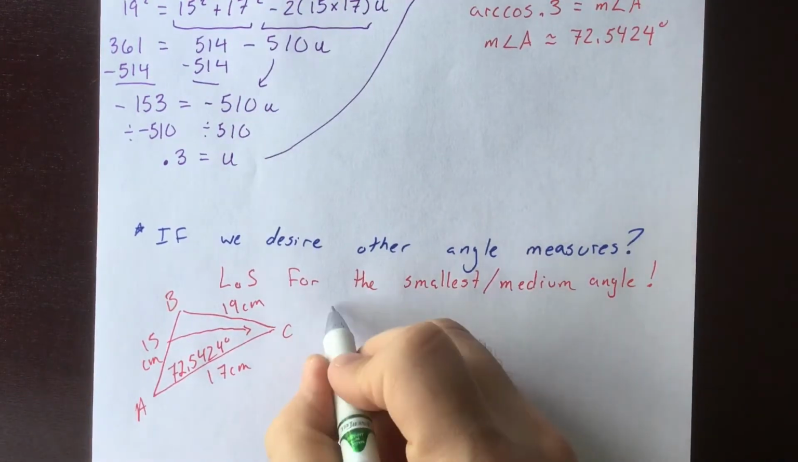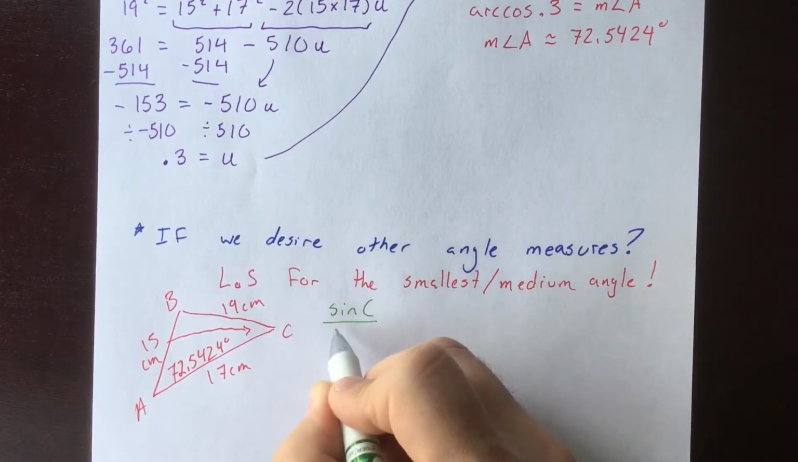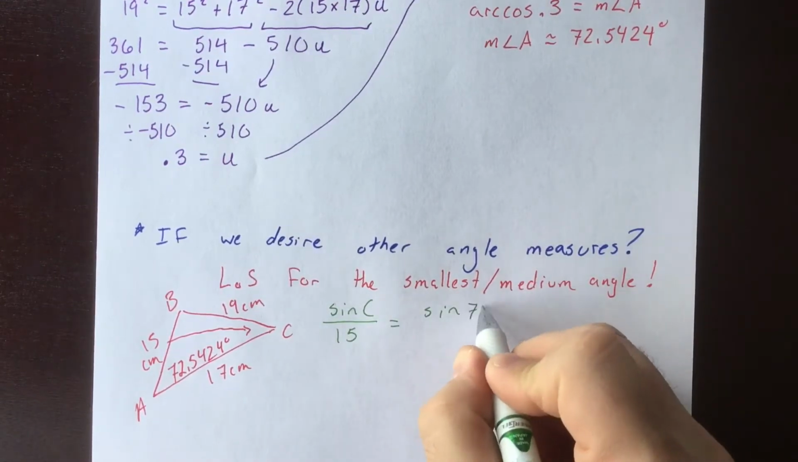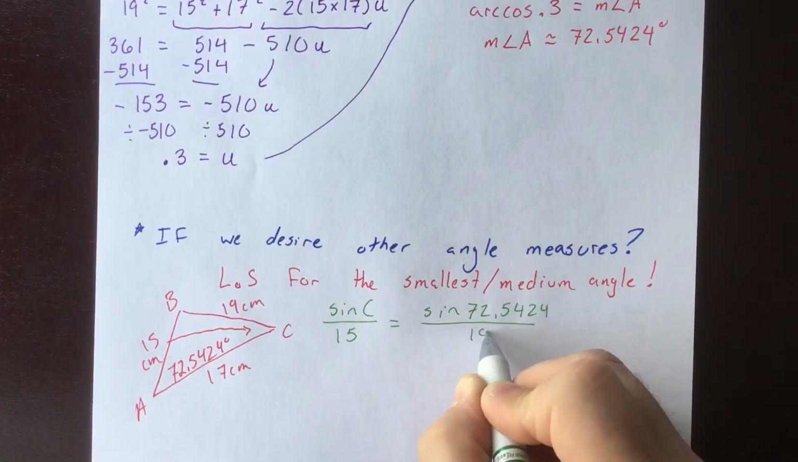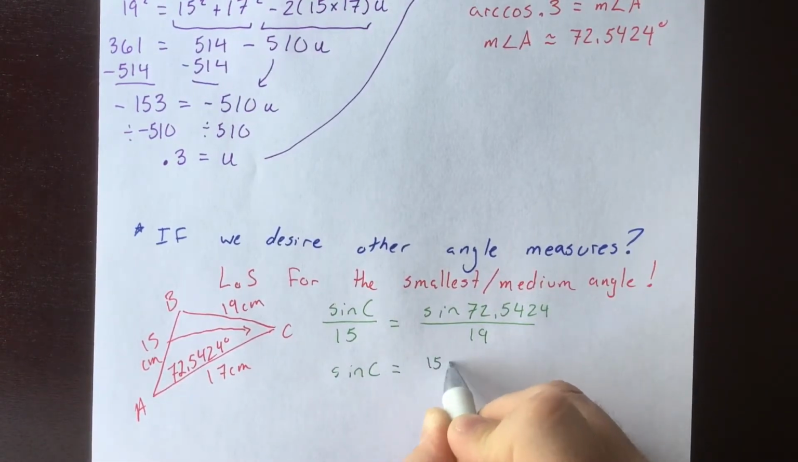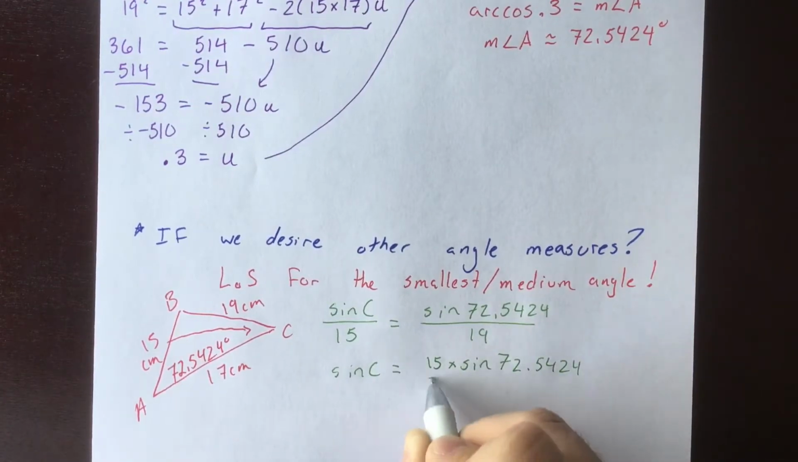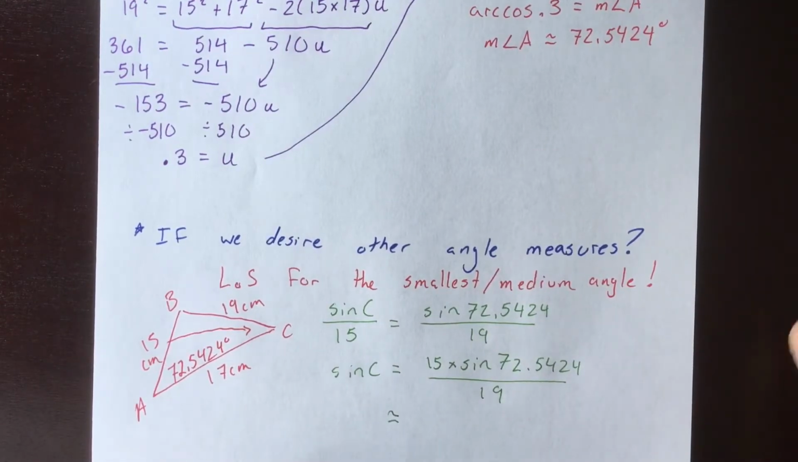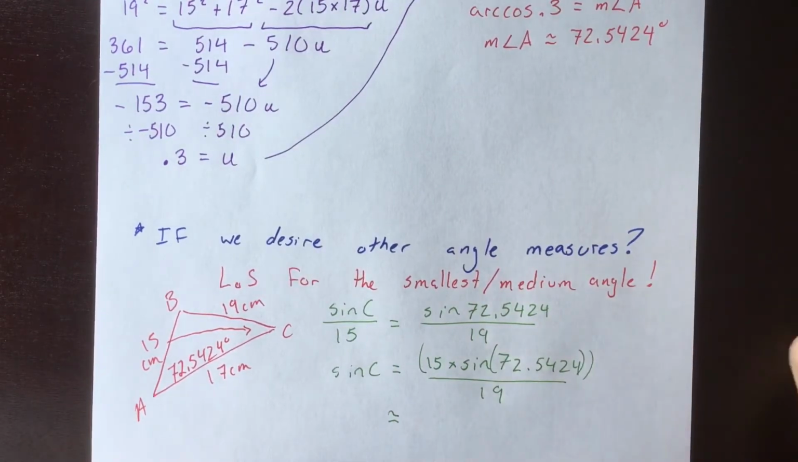All right, so the smallest side length is 15, so the smallest angle measure is C, which will make our setup sine of C over 15 equals sine of 72.5424 over 19, which gives us sine of C equals 15 times sine of 72.5424 divided by 19.